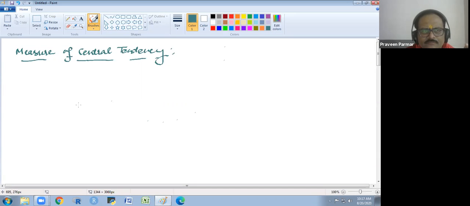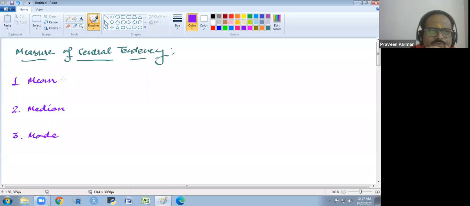Generally, first is mean, second is median, and third one is mode. Everybody knows what is mean, what is median, and what is mode. I will not go into the formulas of these. We just see the concepts behind them.